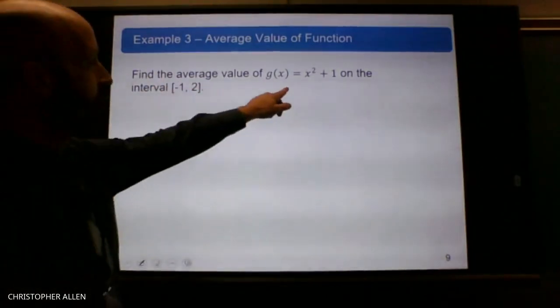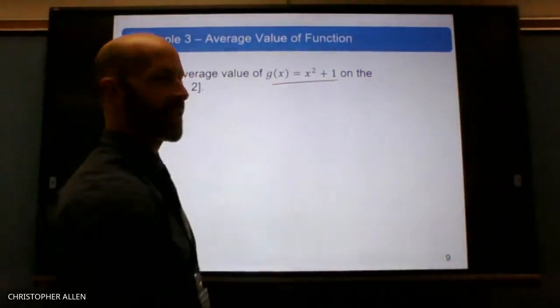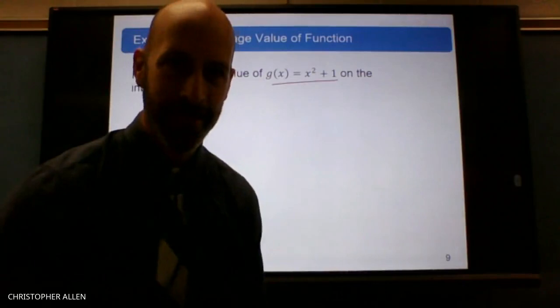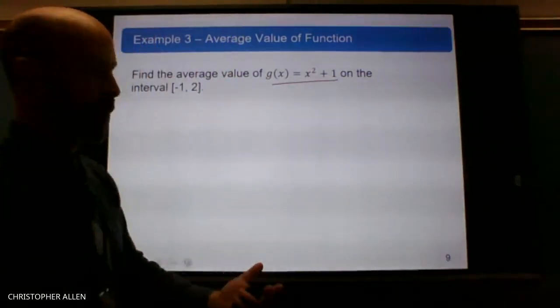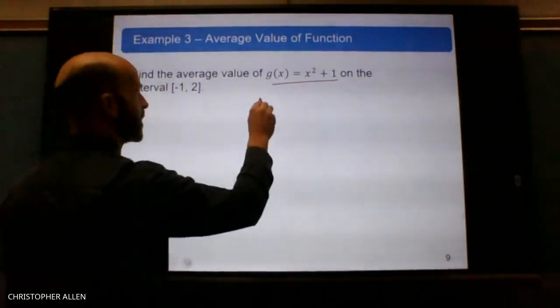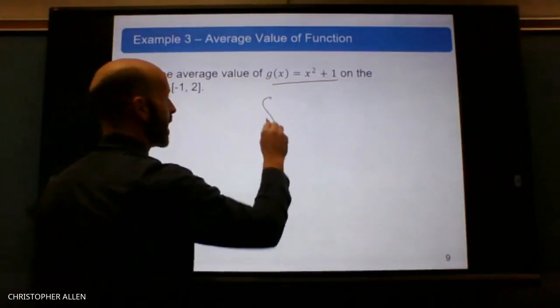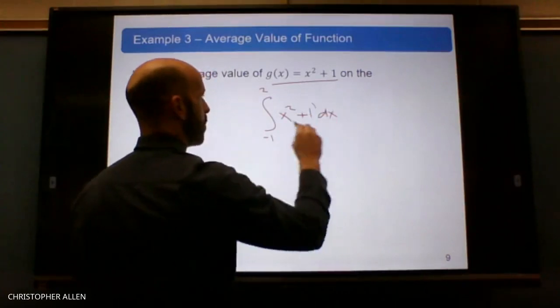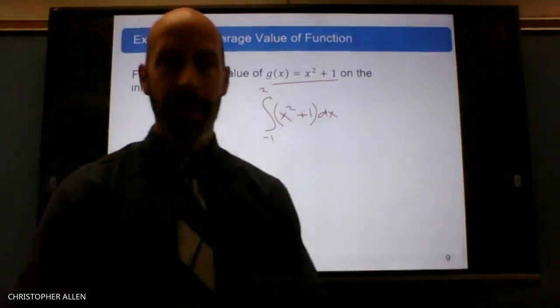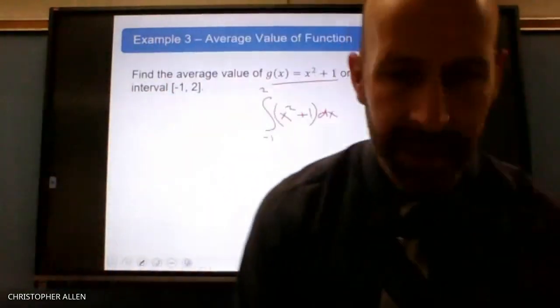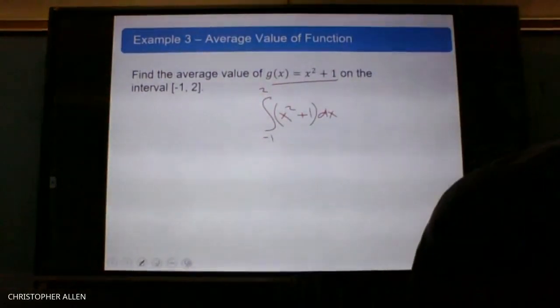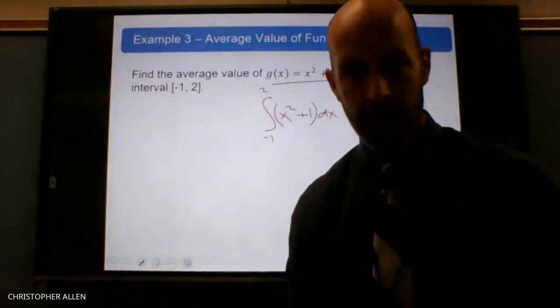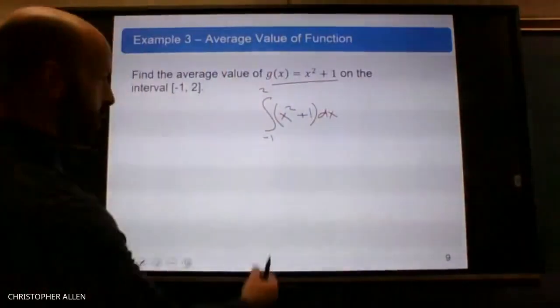Find the average value of, oh, wow, looky there. It's the exact same equation that we just did. So this is actually going to be much easier because we already know what the answer is. What is the integral from -1 to 2 of x squared plus 1 dx? What is that area? Well, we found a few minutes ago, if I'm not mistaken, I think we said it was 6, didn't we? Is that right? Okay, great. So I already know what that is.